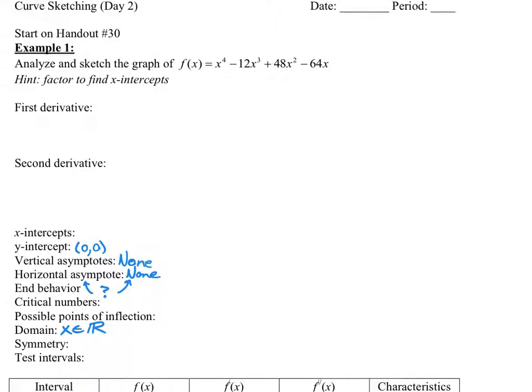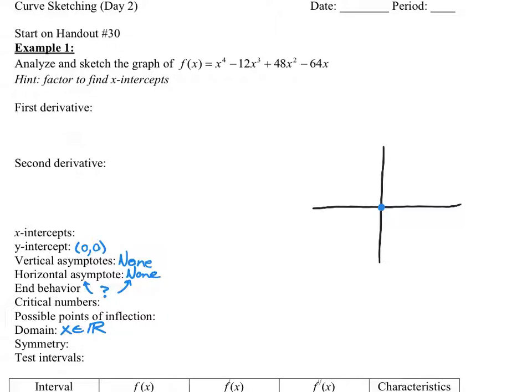So, let's start by sketching what we know to be true so far. I know I have a y-intercept at (0, 0). And I know that there are no asymptotes. I know the end behavior is going to look like this. You may not want to draw it yet, just because we don't know quite where it connects, but I know that's going to happen at some point.